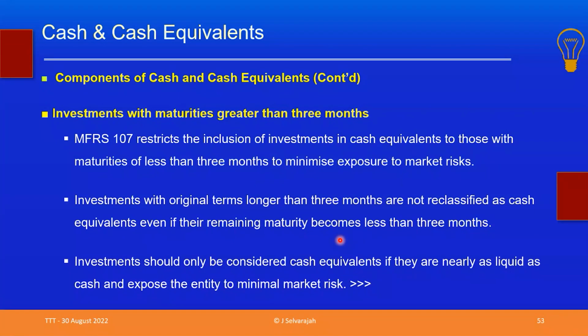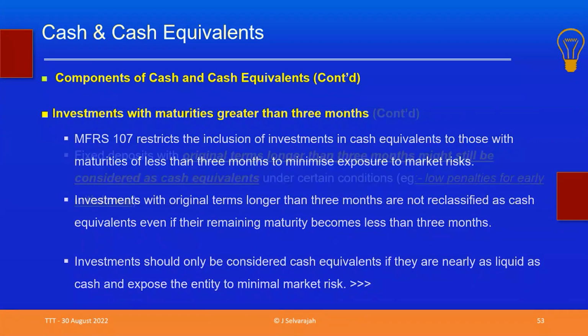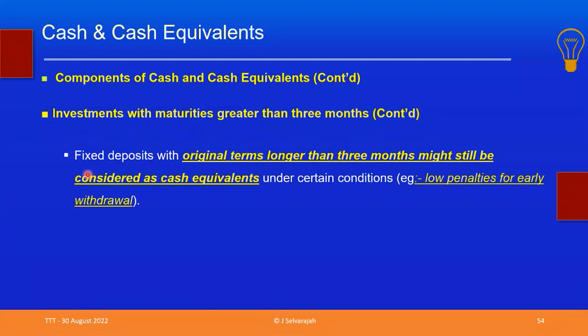So investment should only be considered as cash equivalent if they are nearly as liquid as cash, not as liquid as cash. Note the words nearly as liquid as cash, and exposure to market risk is very, very minimal. So a fixed deposit with original term longer than 3 months might still be considered as cash equivalent. Now, you see this? There are always some riders or escape clauses. Original term longer than 3 months, you should not. But you can still consider it as cash equivalent under certain conditions.